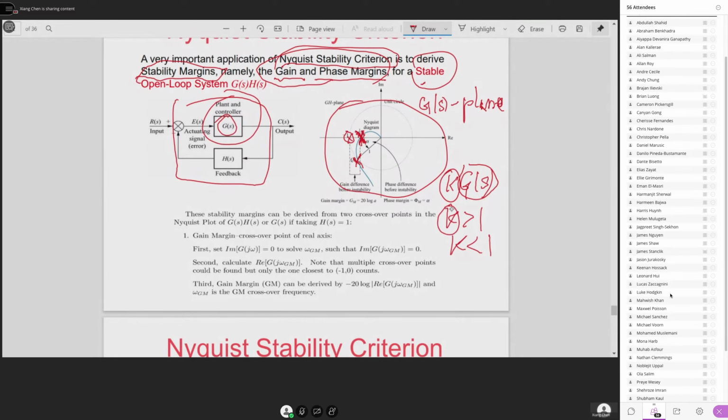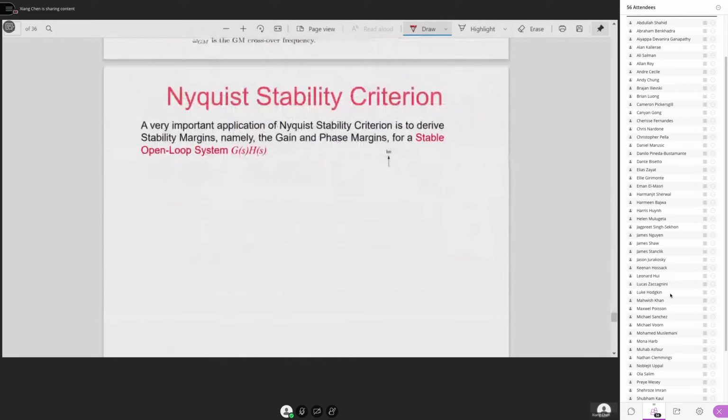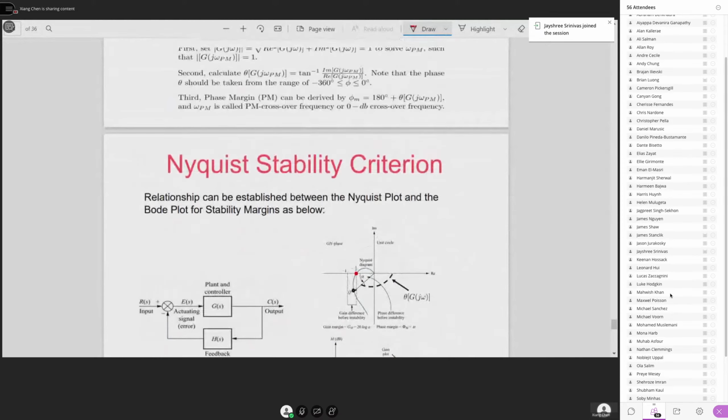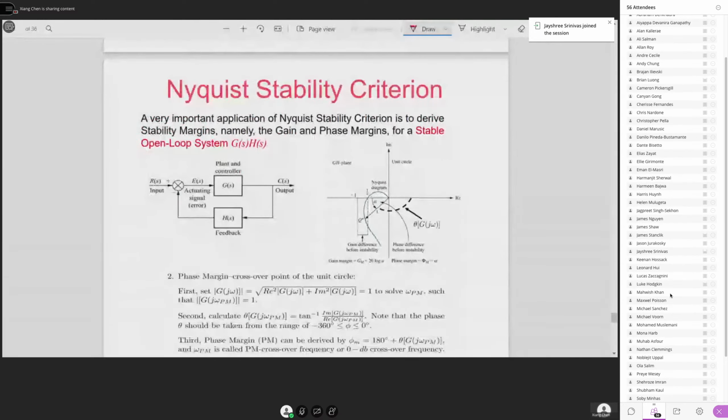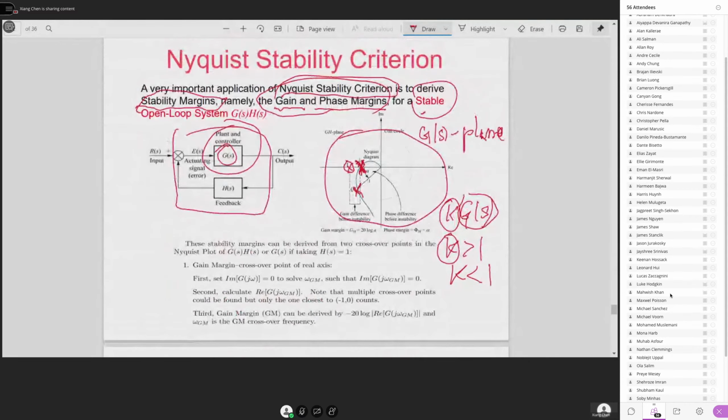When you apply a K larger than 1, what do you think the new crossover point for K G of S is going to be? If K is larger than 1, where is this point going to move? Can someone tell me? Yes, move to the left, right? Yeah, you see, very easy to figure out. Why move to the left? Because only the magnitude changes. Phase does not change.